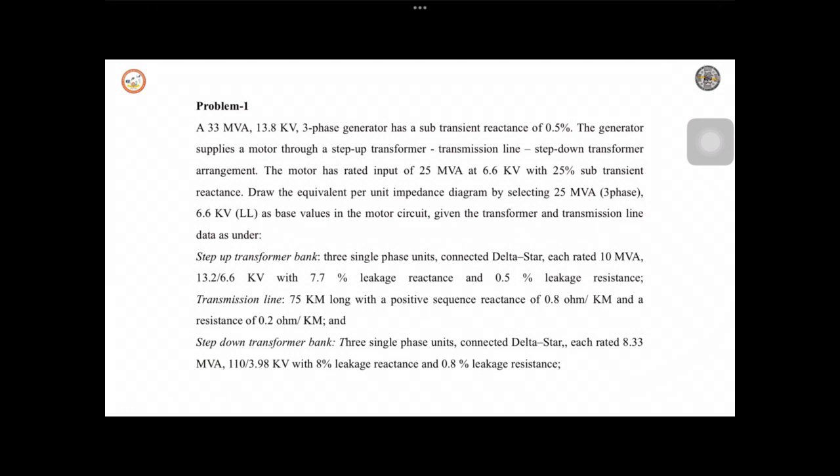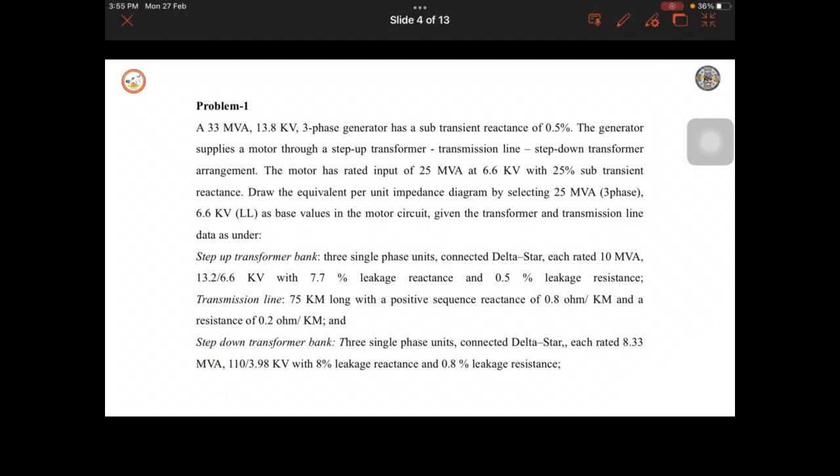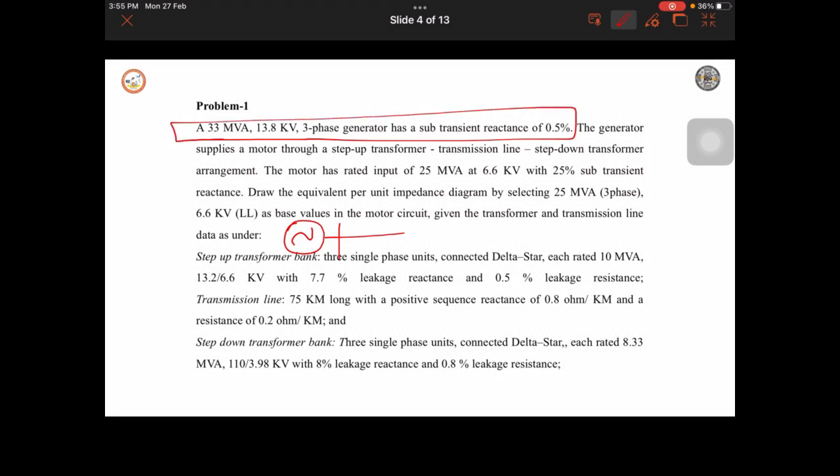A 33 MVA 13.8 kV 3-phase generator. Let us write the equivalent circuit for this, the one line diagram of this. Here we have a generator of this rating, and it has a reactance of this much. So the generator comes with 33 MVA, 13.8 kV, 3 phase, and its subtransient reactance X double dash is equal to 0.5%. This is given.